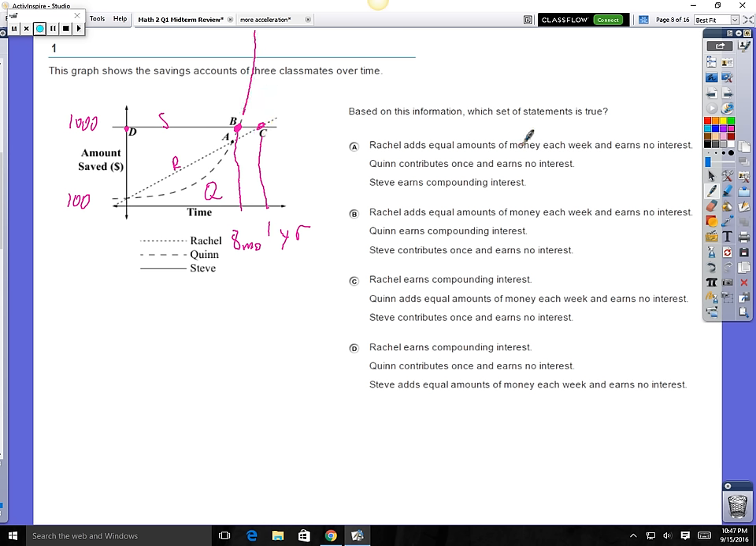So, which statement is true? Rachel adds the same amount each week. Yes, that is true. Quinn contributes once and earns no interest. That is false. Let's go on to B.